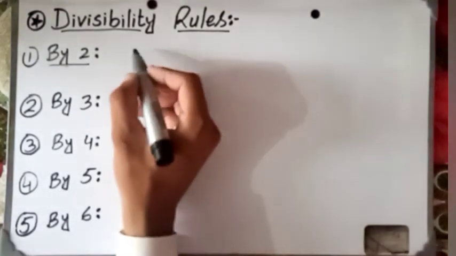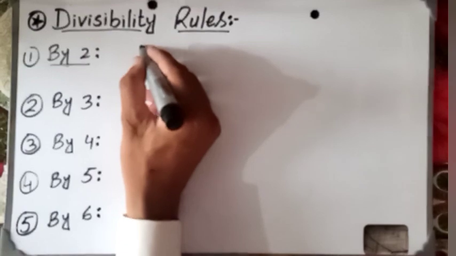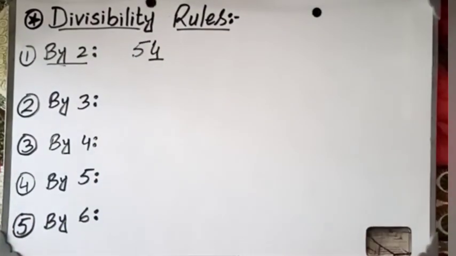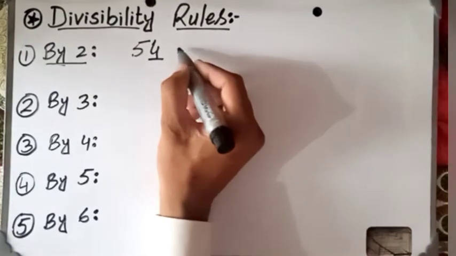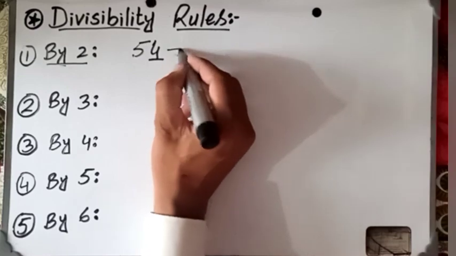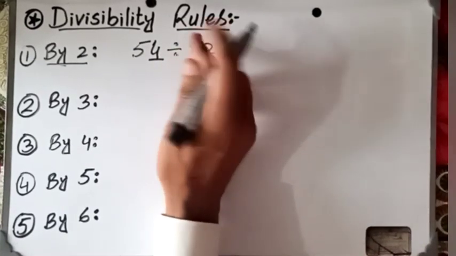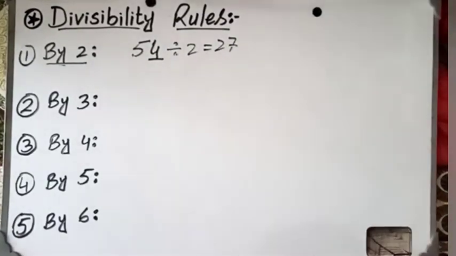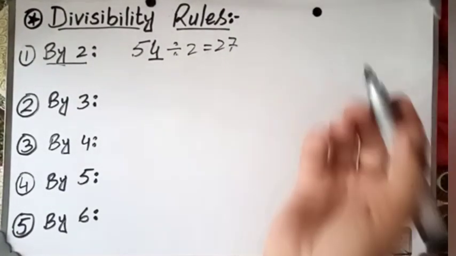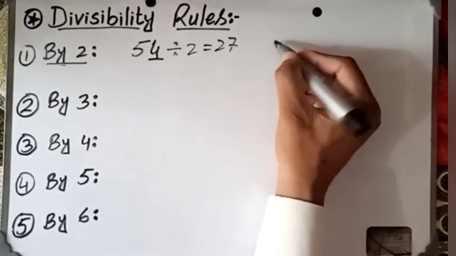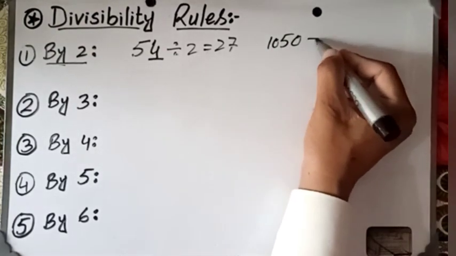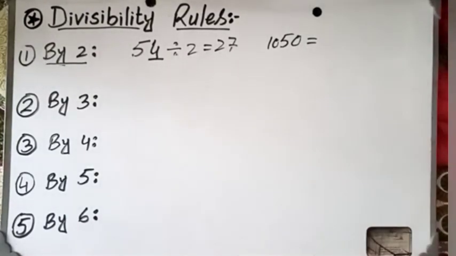For example, if we have 54, obviously this 4 is its unit digit. So it's a multiple of 2, so it could be divided by 2, and if we divide it by 2, that gives us the answer 27. So this is divisible by 2. Like this, for any other number, bigger or smaller, if its unit digit is 0 or 2, it can be divided by 2.